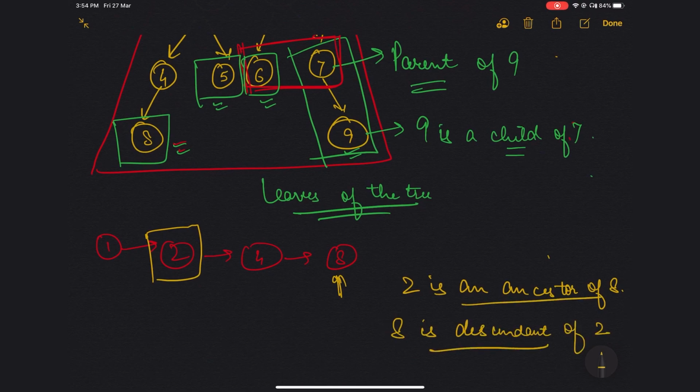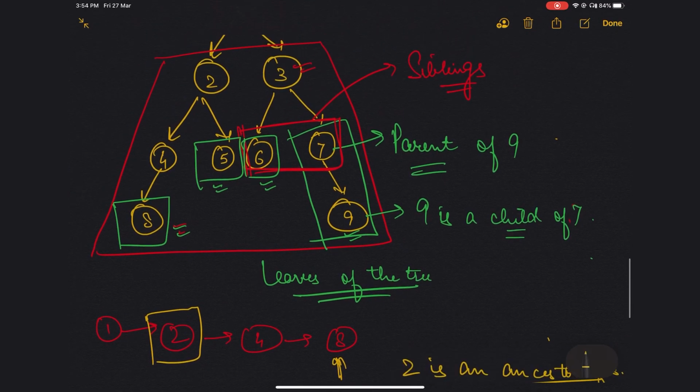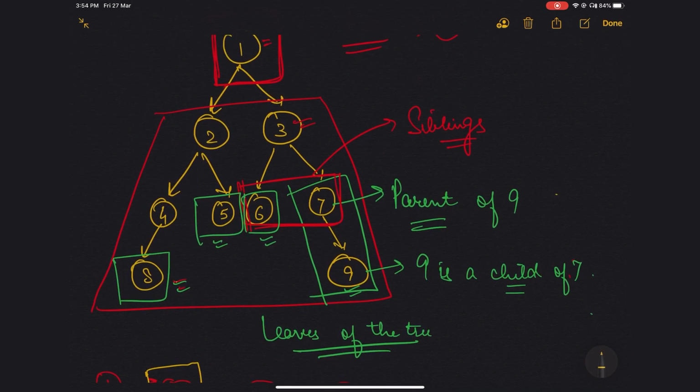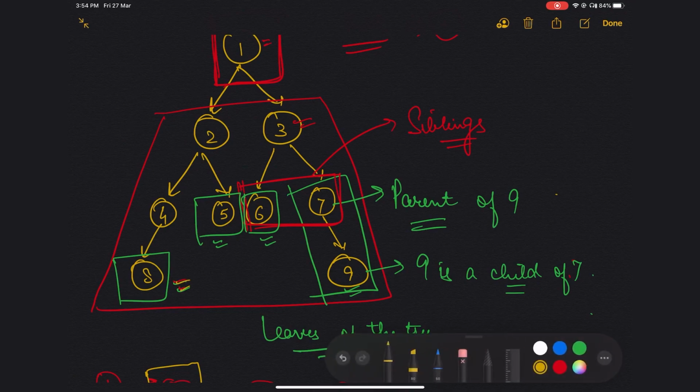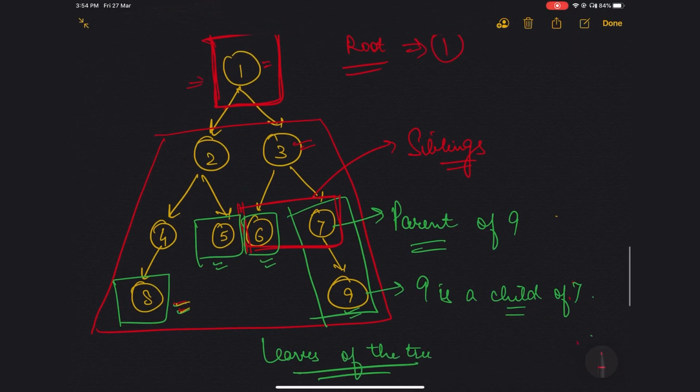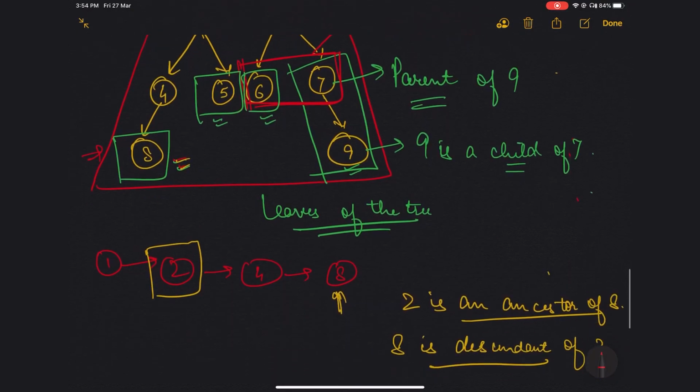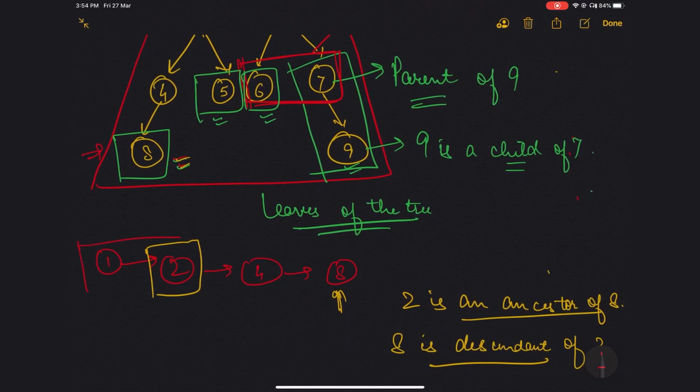Now we studied ancestor and descendant. Now let us see for a particular node, 8 again. What is the length of the path from 1, that is the root, to 8? As we see here, the length of the path from 1 to 8 is 3.